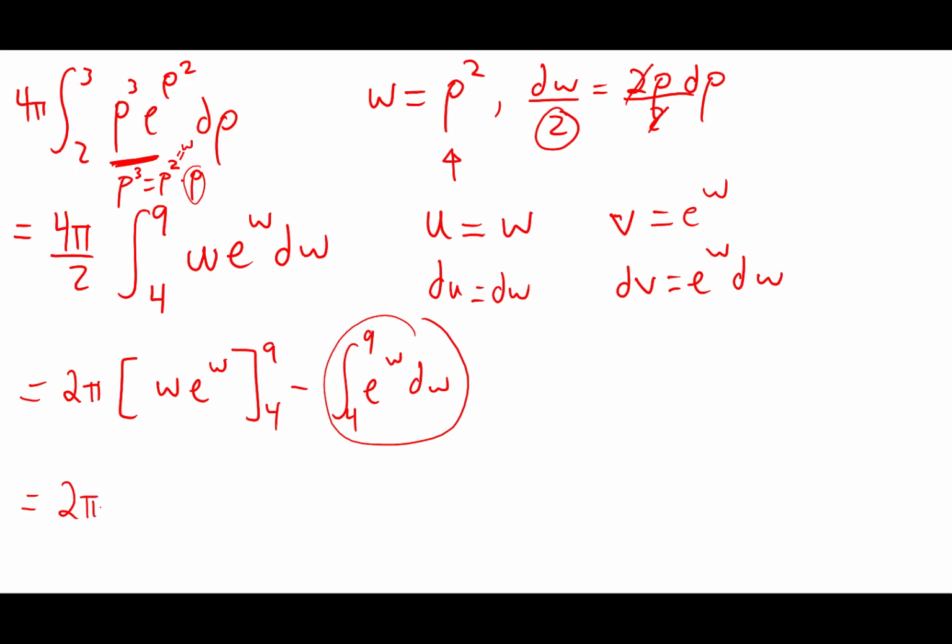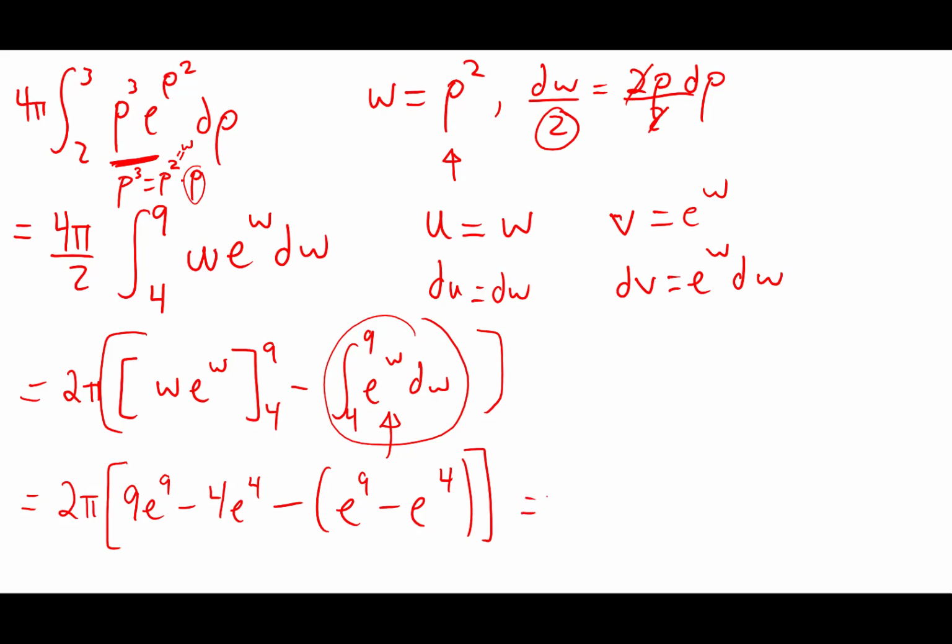We're going to get 2 pi times 9 e to the 9th minus 4 e to the 4th, minus, since the antiderivative of e to the w is again e to the w, e to the 9th minus e to the 4th. Simplifying a little bit, we can combine these. We're going to get 8 e to the 9th, and then minus 4 e to the 4th plus an e to the 4th gives us minus 3 e to the 4th.